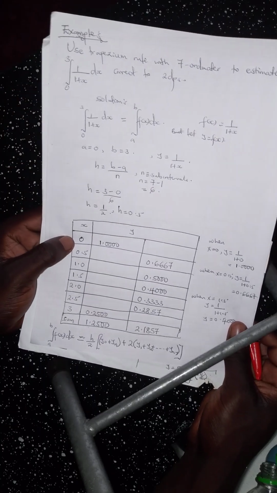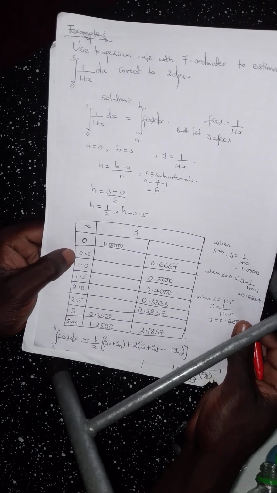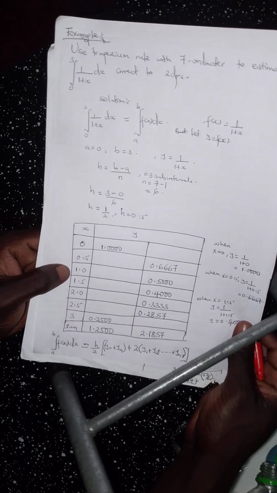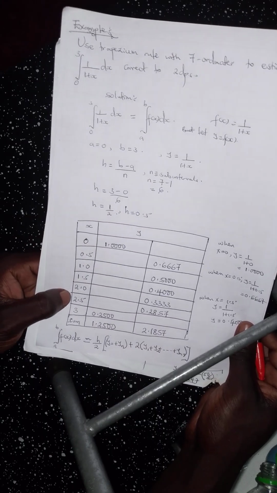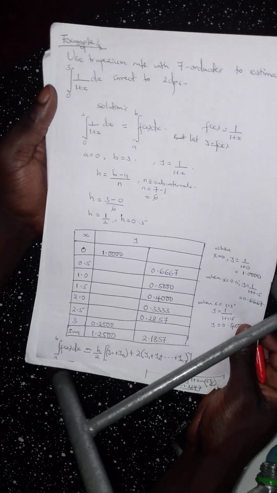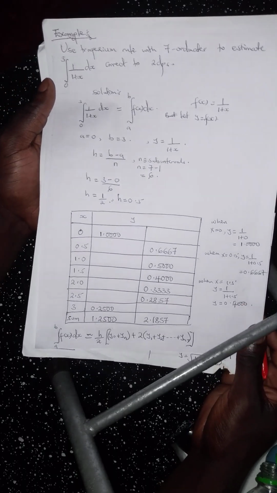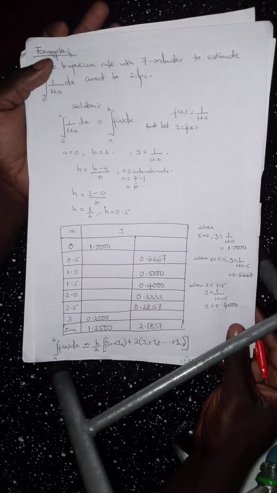For example, my lower limit is 0. Plus 0.5, we get 0.5. Plus 0.5, 1.0, 1.5, 2.0, 2.5, 3. If you reach the upper limit of the integral, you stop. It means that you have exhausted all the x values using h.